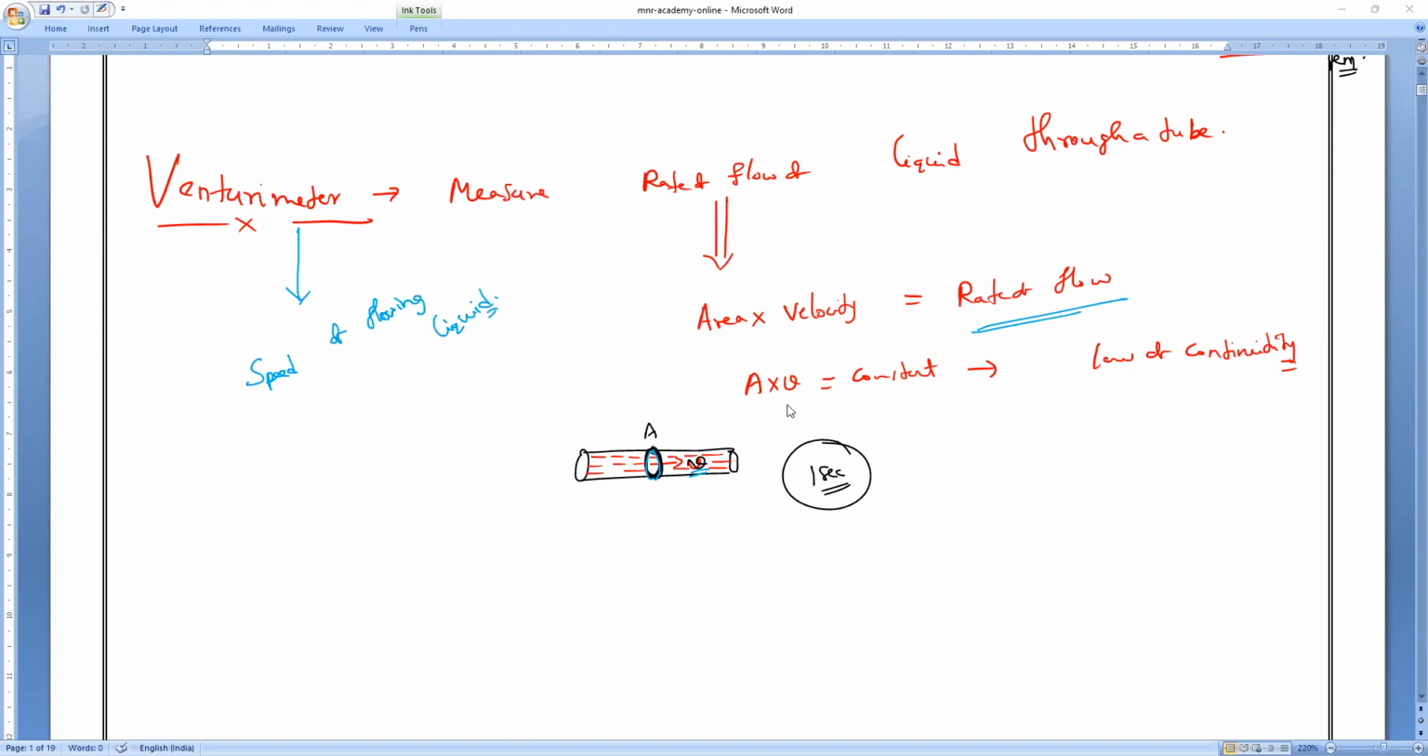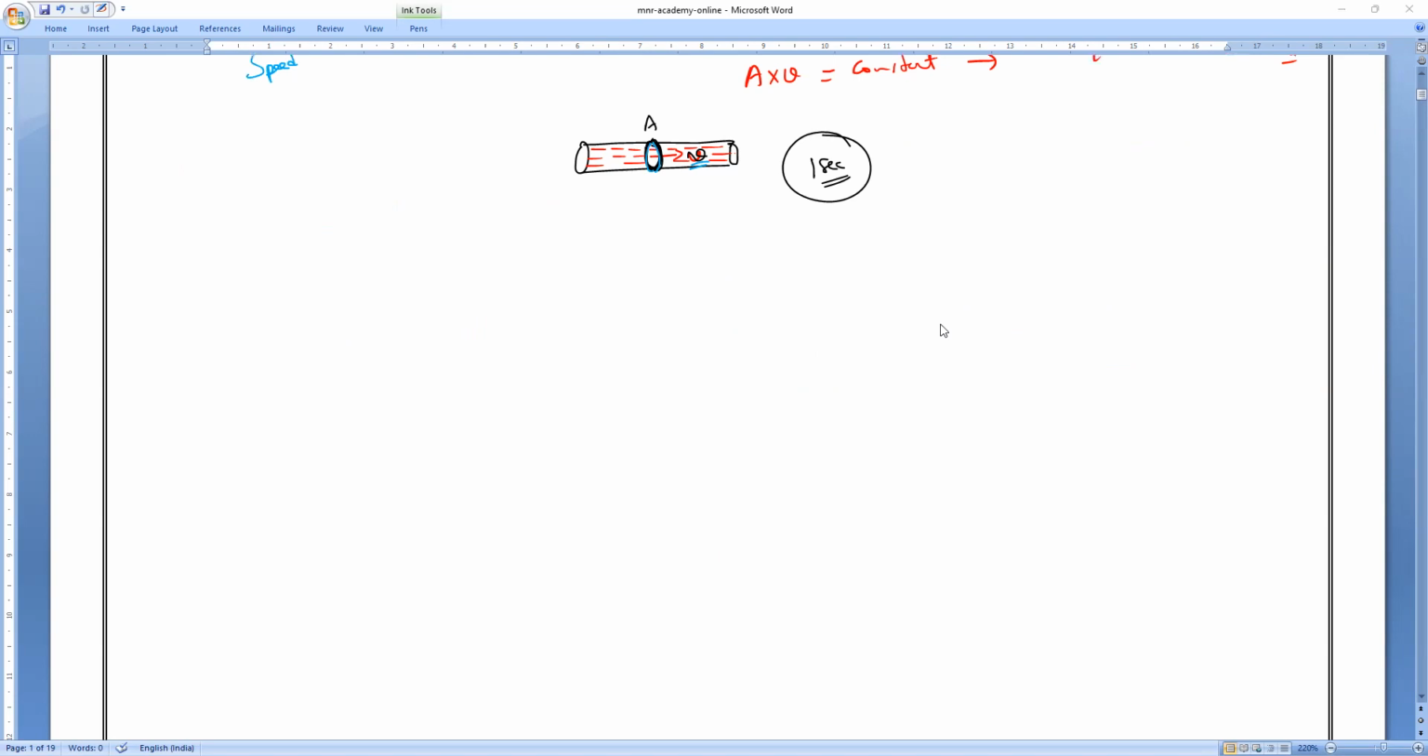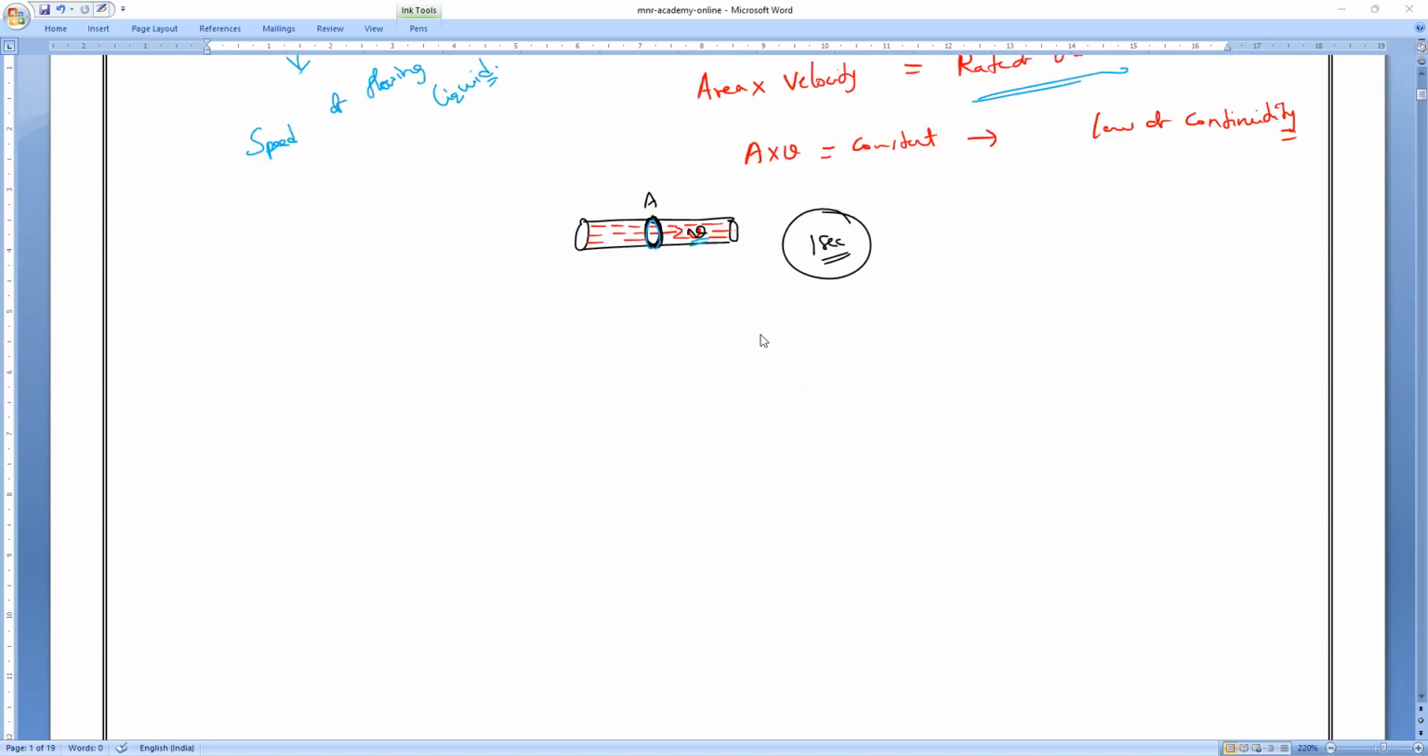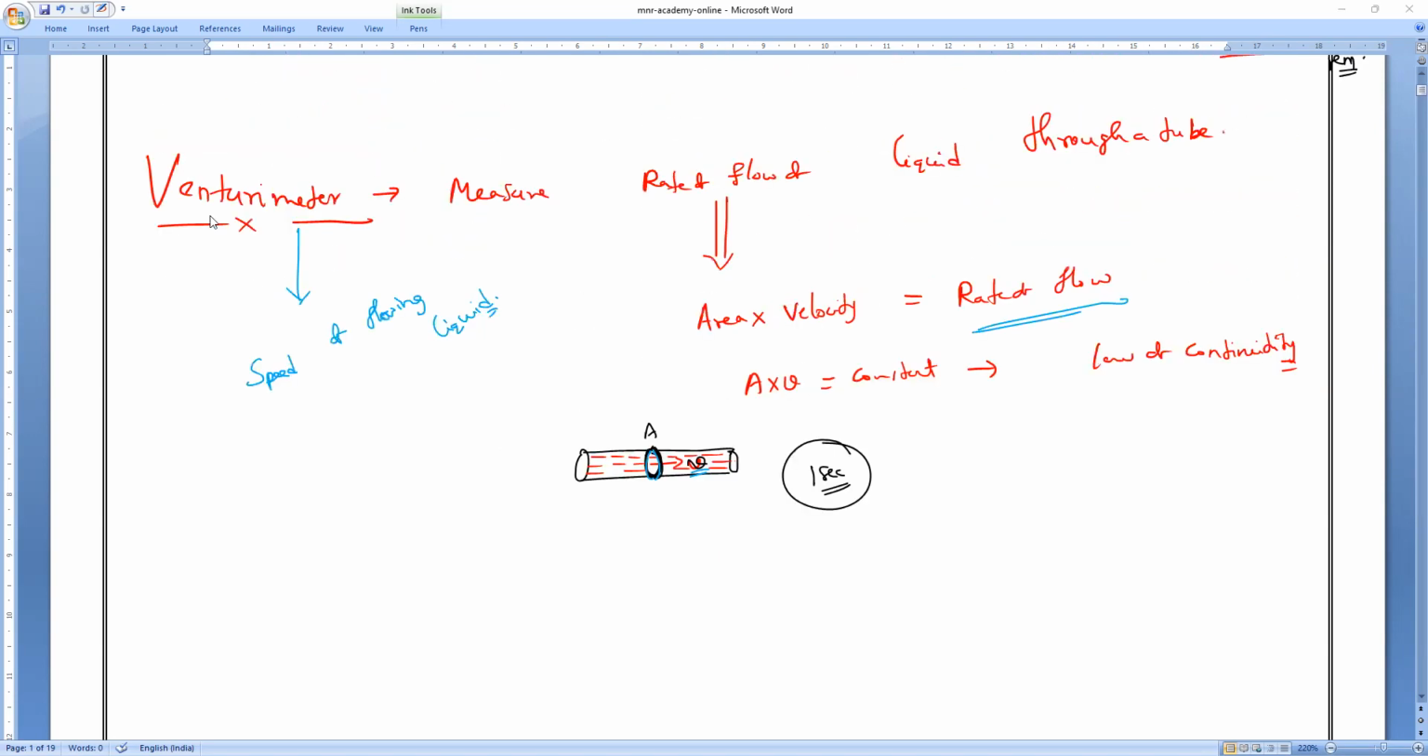In today's class, we are going to discuss what the Venturimeter is, what the applications of Bernoulli's principle are in the Venturimeter, and what its use is. This is the basic use of the Venturimeter, where we measure the speed of the fluid in a given pipe or flowing liquid.